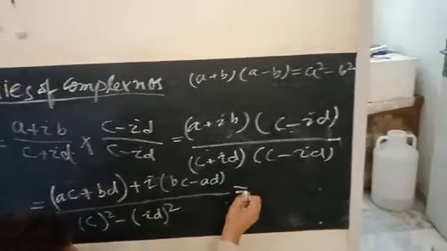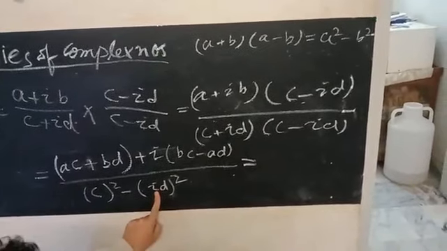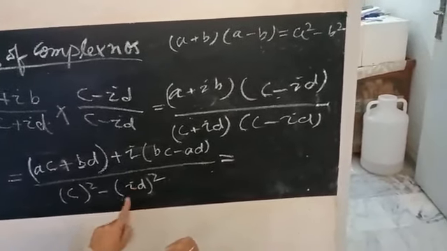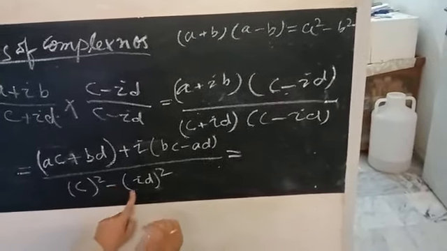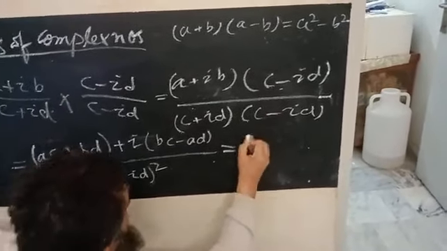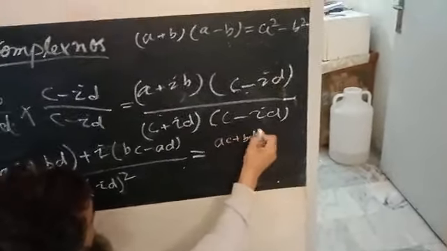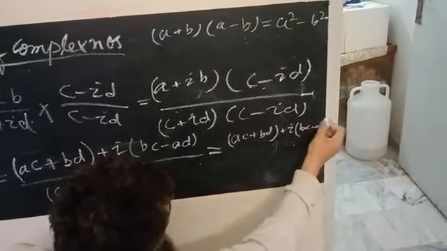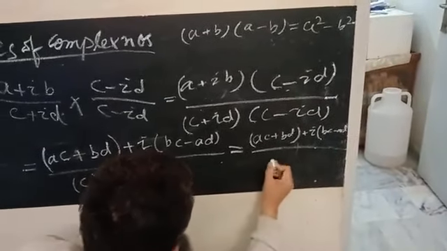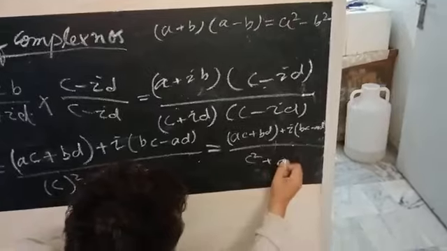Now iota D square is iota square into D square. So iota square is -1. This -1 will be multiplied with this minus, and minus will become plus. So we will get AC plus BD plus iota BC minus AD divided by C square plus D square.